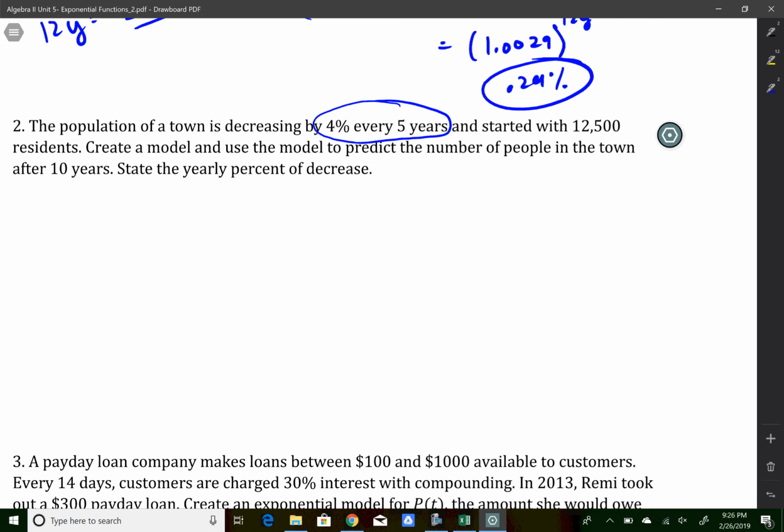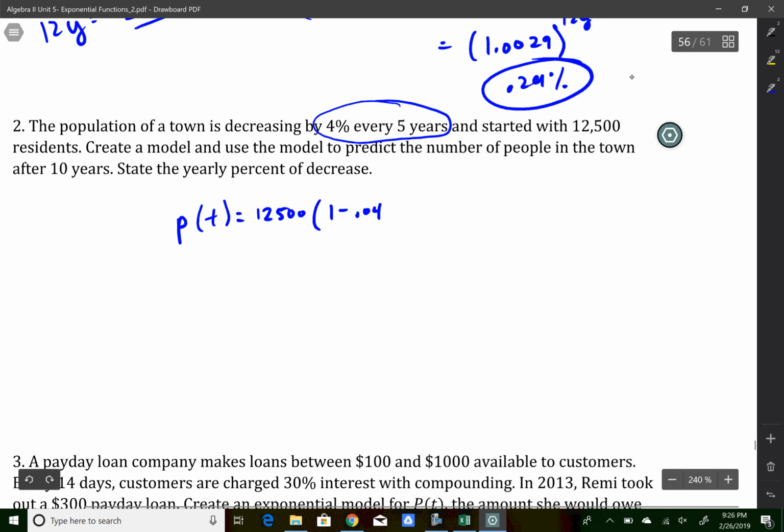So here's our model. So we'll say population is 12,500. It's decreasing, right? So we want to go 1 minus 0.04. But this is every 5 years. So we have to represent our exponent in terms of years, but every 5th year.